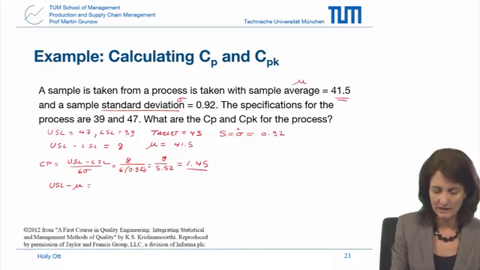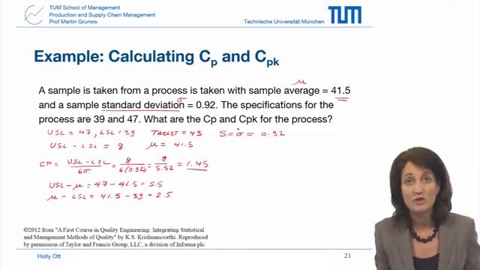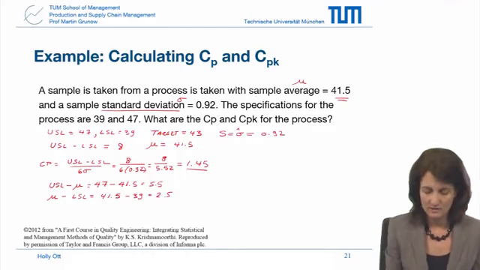And for this we get 47 minus 41.5, which is 5.5. And we look at mu minus the lower spec limit, which equals 41.5 minus 39, which gives us 2.5. So we need to identify for CPK the most critical, the minimum. So here, this is the most critical.